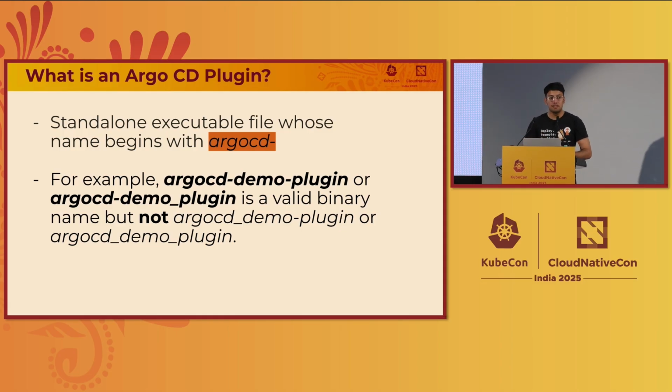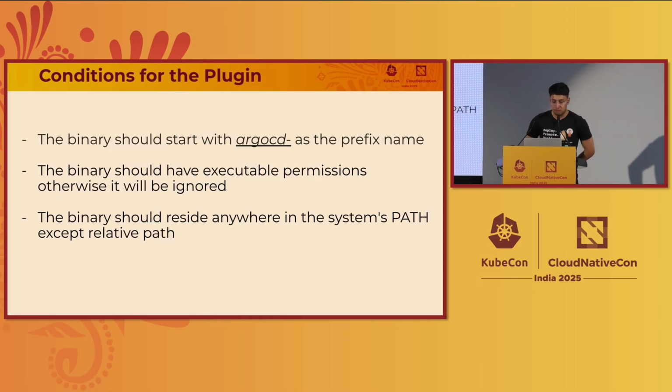But if you have a binary name something like ArgoCD_demo-plugin, that's not a valid binary name. Why? Because we expect the prefix to be ArgoCD hyphen. It should not be anything like ArgoCD underscore. The ArgoCD hyphen should always be the prefix added to the binary. So what are the conditions for the plugin?